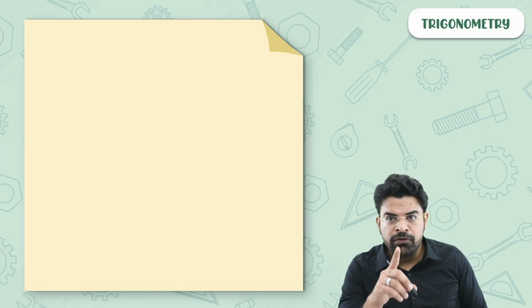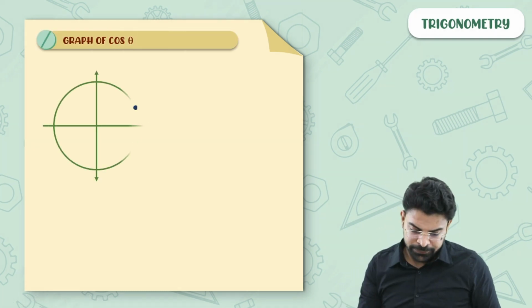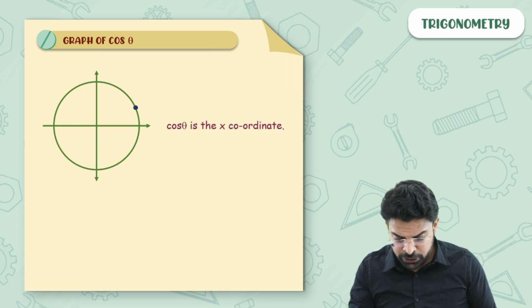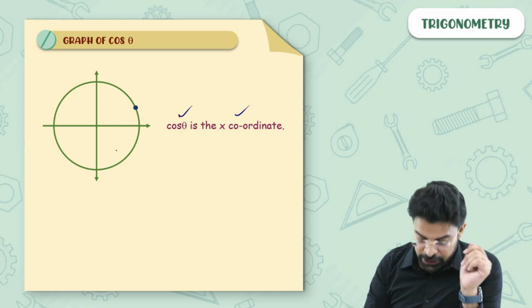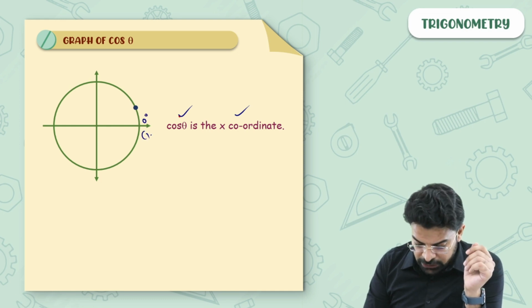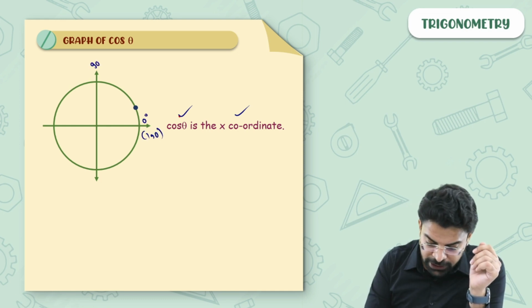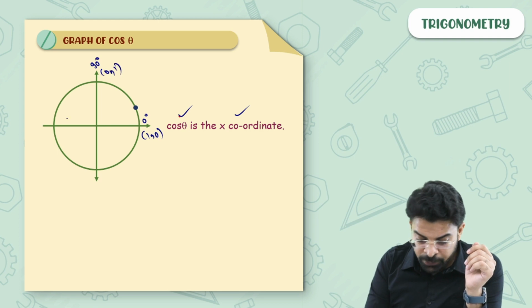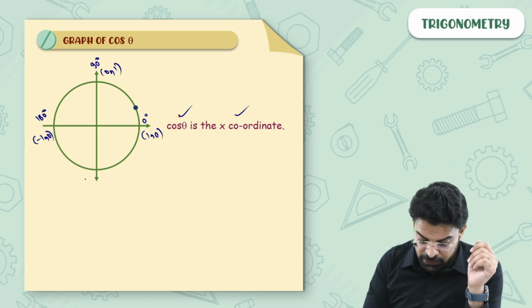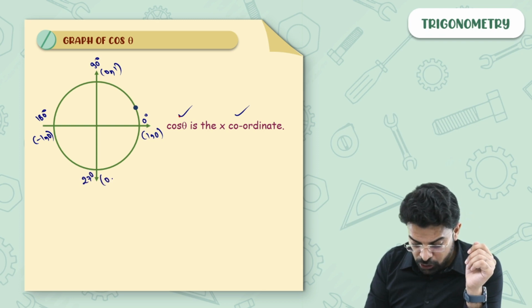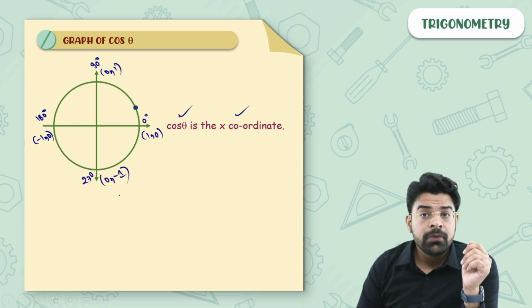So now we will talk about the graph of cos theta. Again, the same unit circle. Remember that cos theta is represented by x coordinate. For theta equals 0 degree, the coordinate is 1, 0. For theta equals 90 degree, coordinate is 0, 1. For theta equals 180 degree, coordinate is -1, 0. For theta equals 270 degree, coordinate is 0, -1.